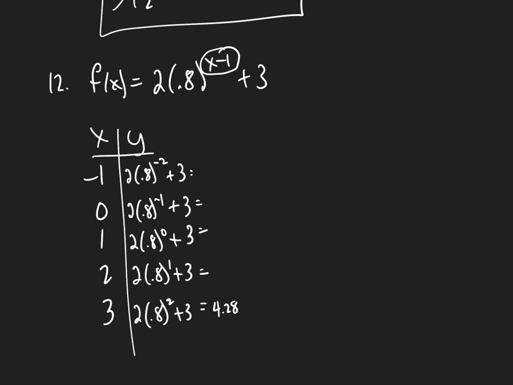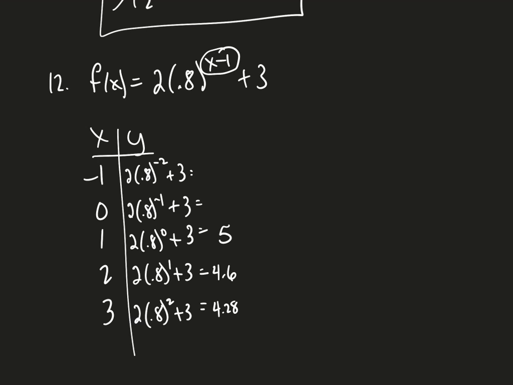0.8 to the first times 2 plus 3 is, I hit the wrong button there, sorry guys. Plus 3 is 4.6, sorry about that. Anything raised to the 0 power is 1, so 0.8 to the 0 is 1. 2 times 1 is 2, and 2 plus 3 is 5.